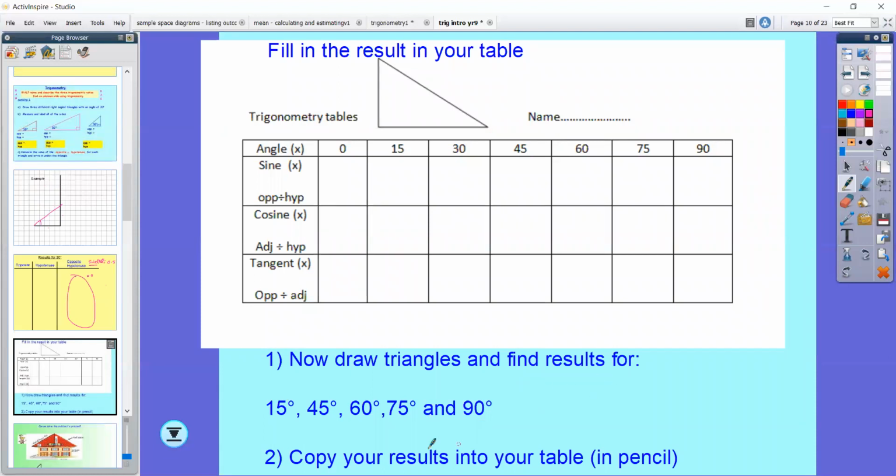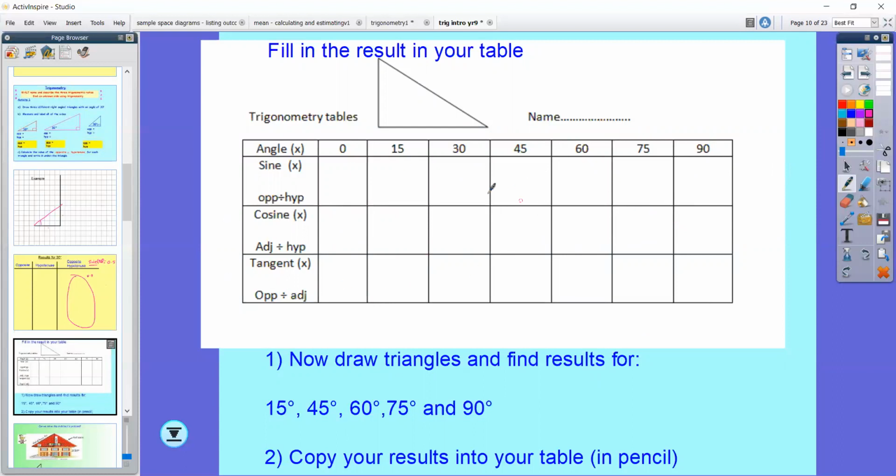Draw triangles to find results for 15, 45, 60, 75, and 90. Now this, again, this whole activity, I think, will take a lesson, maybe a lesson and a half. And we're only giving them one go to draw a triangle here. So we're trying to get them more precise with their drawing and get some results.